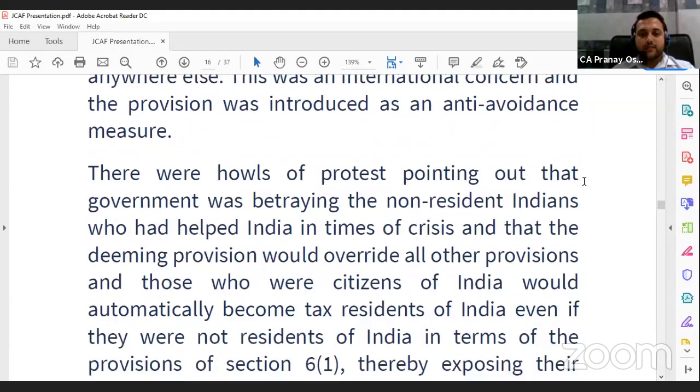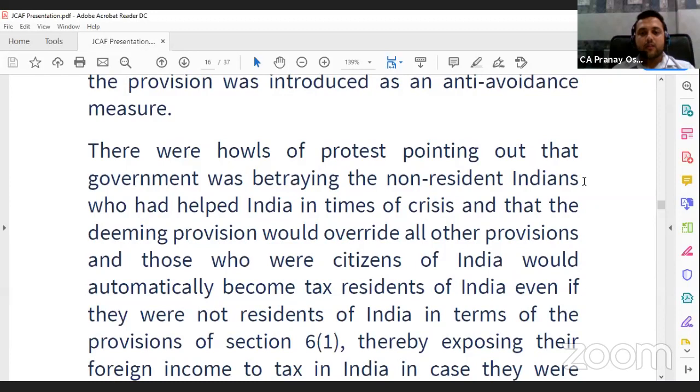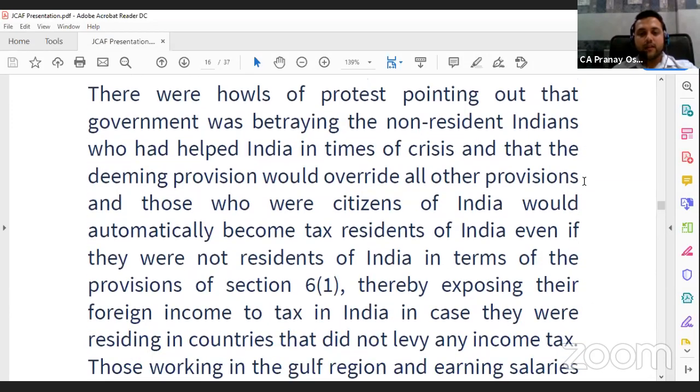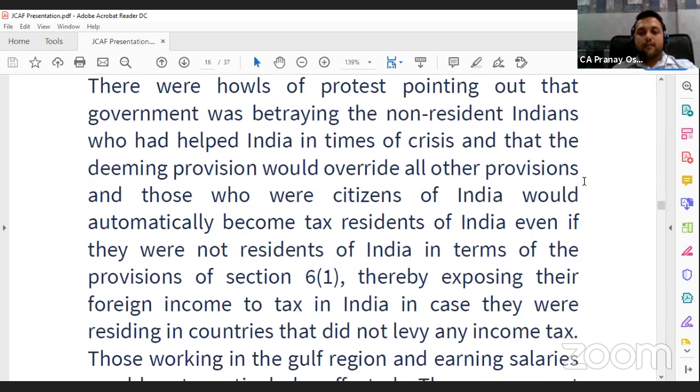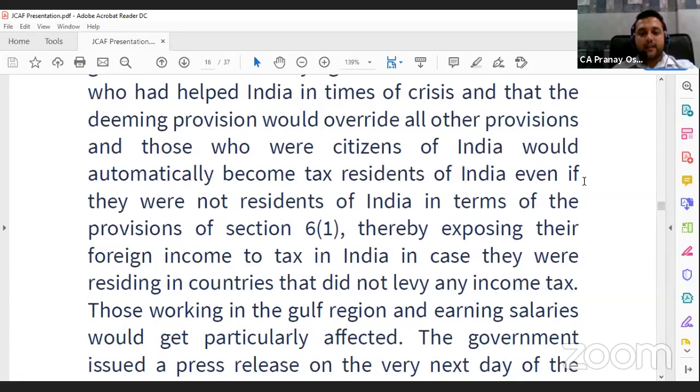There were howls of protest pointing out that the government was betraying the non-resident Indians who had helped India in times of crisis, and that the deeming provision would override all the provisions, and those who were citizens of India would automatically become tax residents of India, even if they were not resident of India in terms of section 6(1), thereby exposing their foreign income to tax in India.